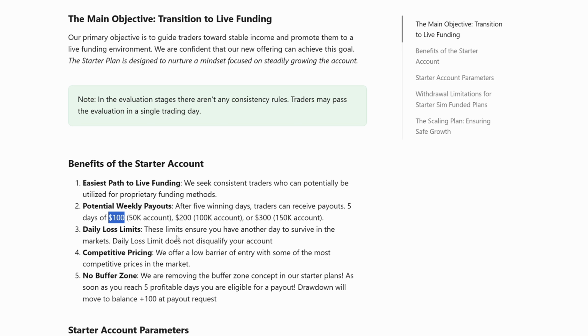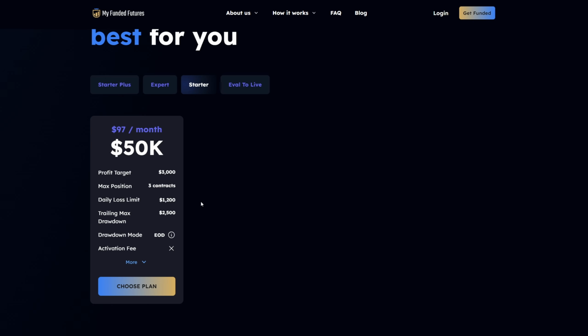Now there are daily loss limits within this account. In the starter plan, we have a daily loss limit of $1,200. However, the good news about this is if you hit the daily loss limit, it's only a soft breach. They basically put you in timeout for the day. At 6 p.m., you can trade the account once again.